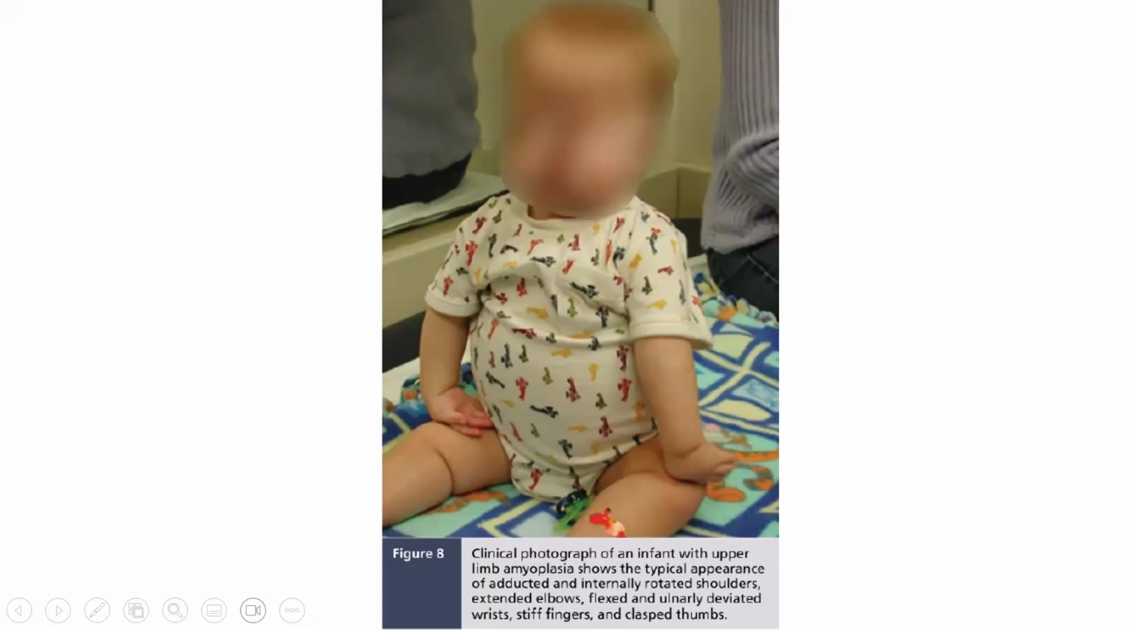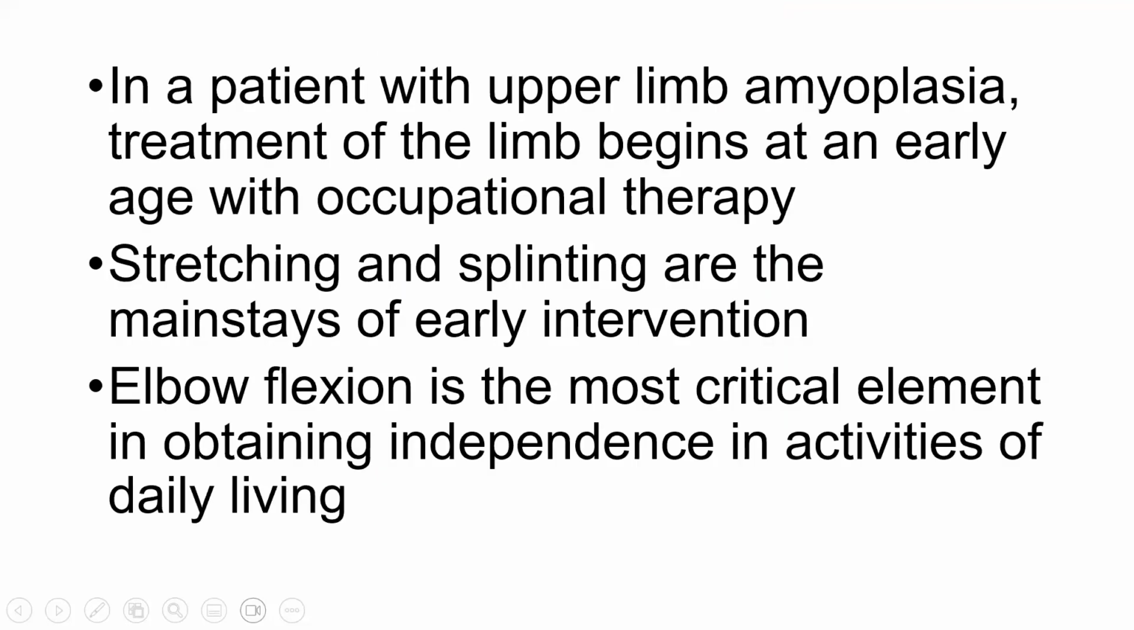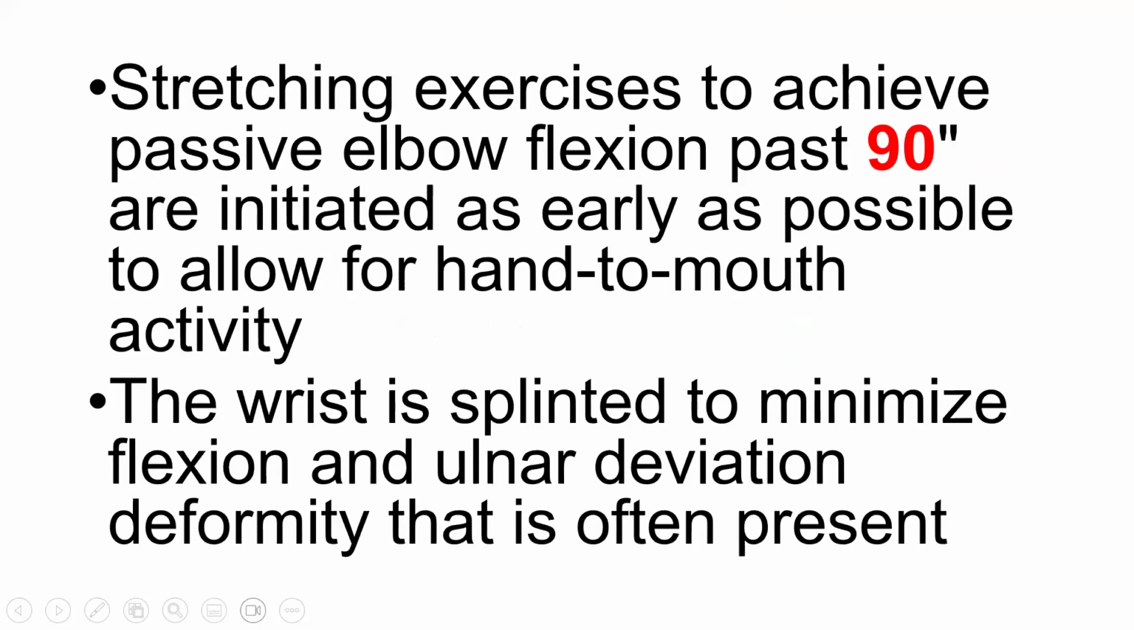So what we do is a proximal derotation osteotomy. So you have to keep this in mind. Elbow flexion is the most critical element in obtaining independence in activities. We do operate, we do lengthen the triceps in these patients. We do releases so as to get flexion. Many times we do muscle transfers and tendon transfers. The whole purpose is to get the hand to the mouth. So you have to keep this in mind.